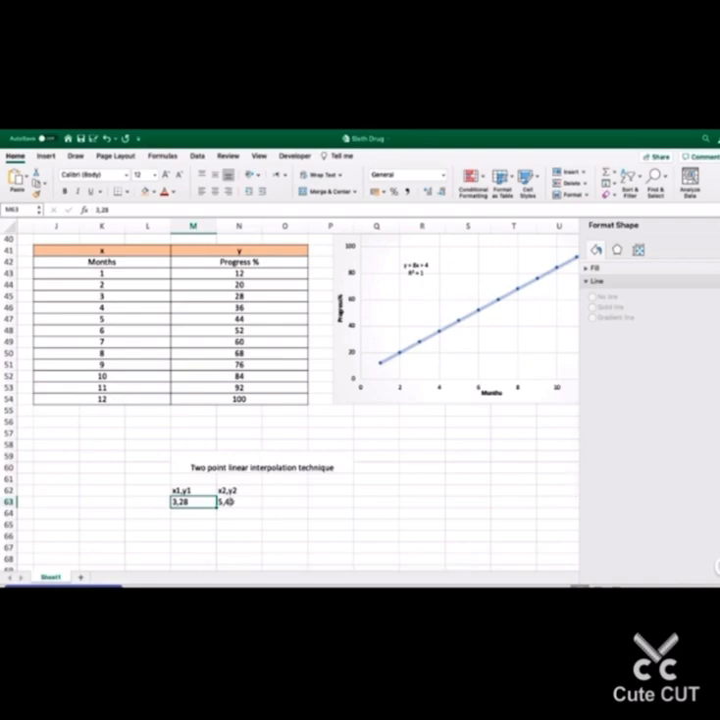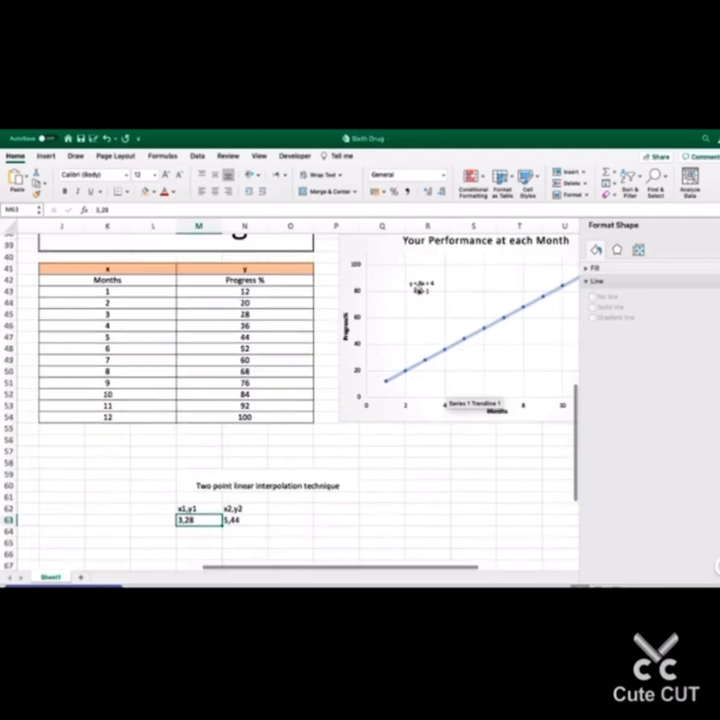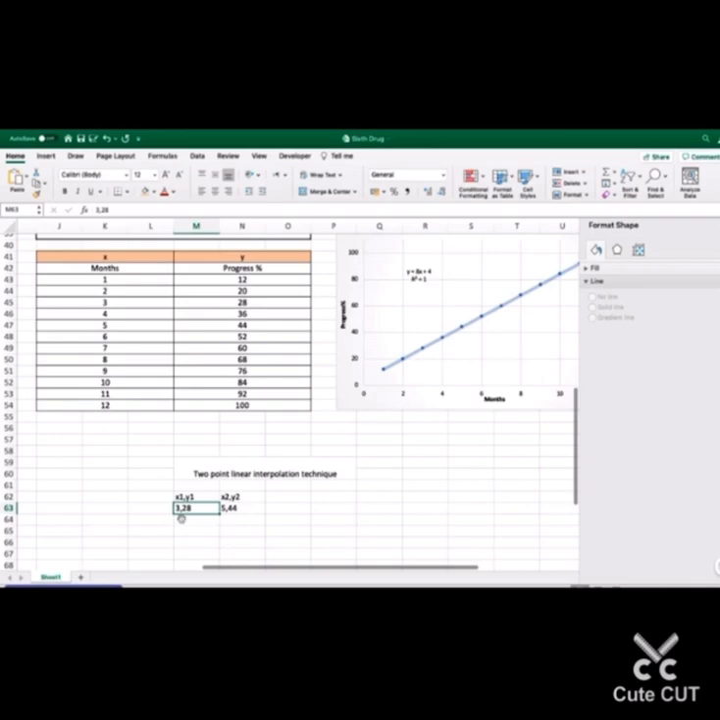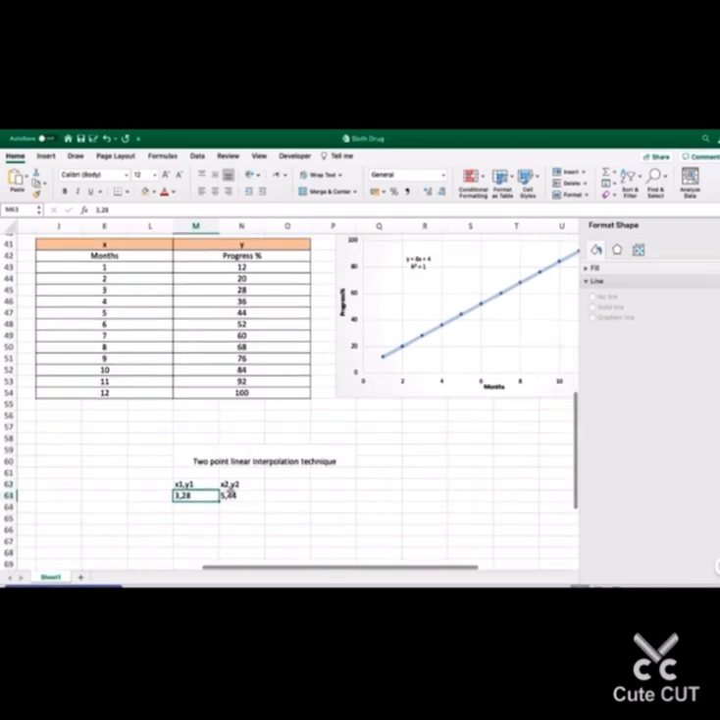But two-point interpolation technique is very useful when the data itself is linear or closely linear. Because here R squared equal to 1, then this linear interpolation will be perfect. It will exactly show 8x plus 4.